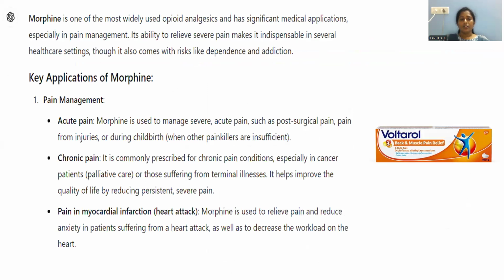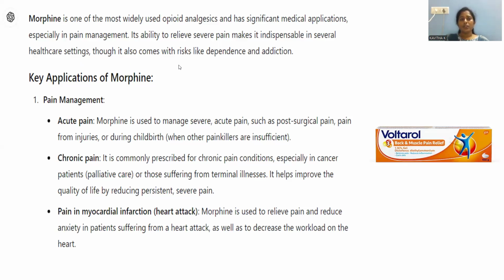Now, we are at the part called the applications of morphine. Morphine is one of the most widely used opioid analgesics. It has significant medical applications, especially in pain management. In order to manage pain, these significant applications are recorded for morphine. Its ability to relieve severe pain is indispensable in healthcare settings. If a patient is suffering with very severe pain, under that condition morphine is a potential curative agent.